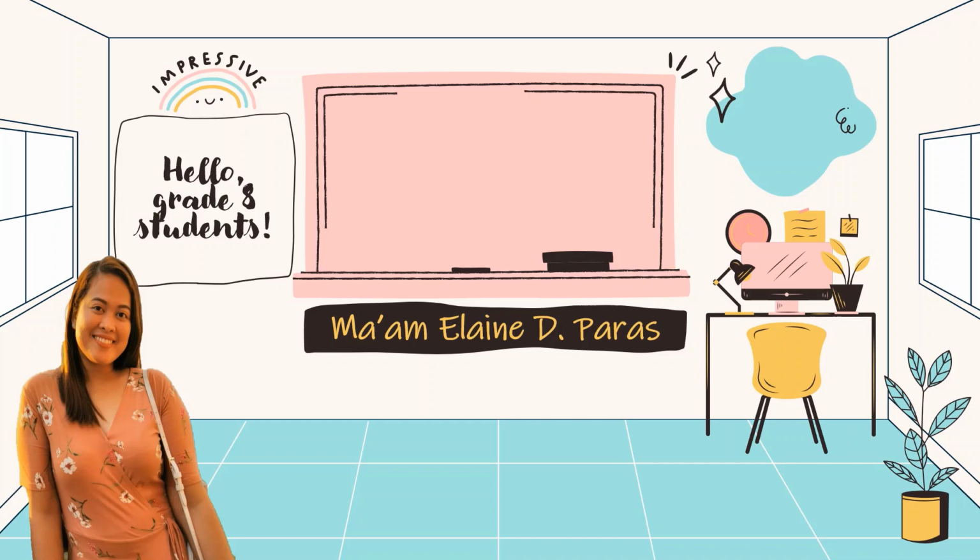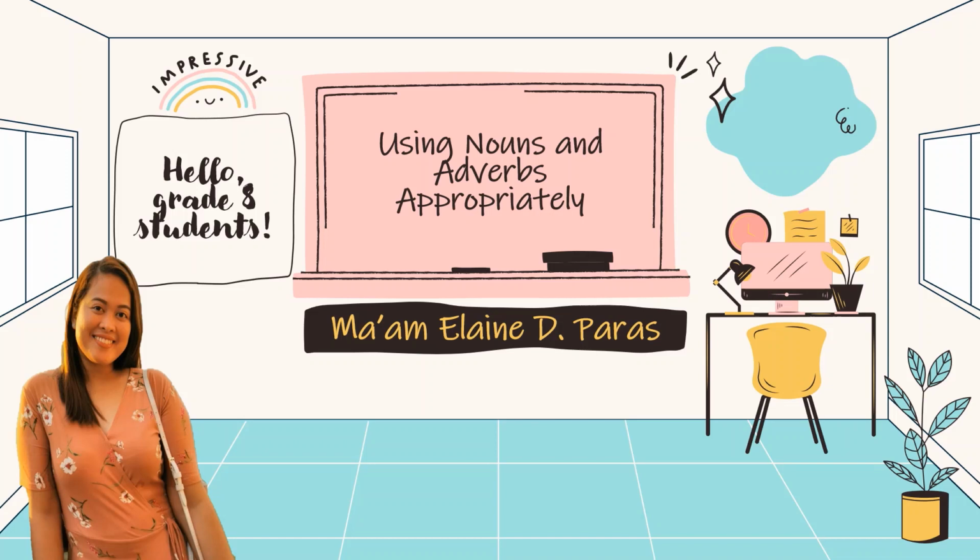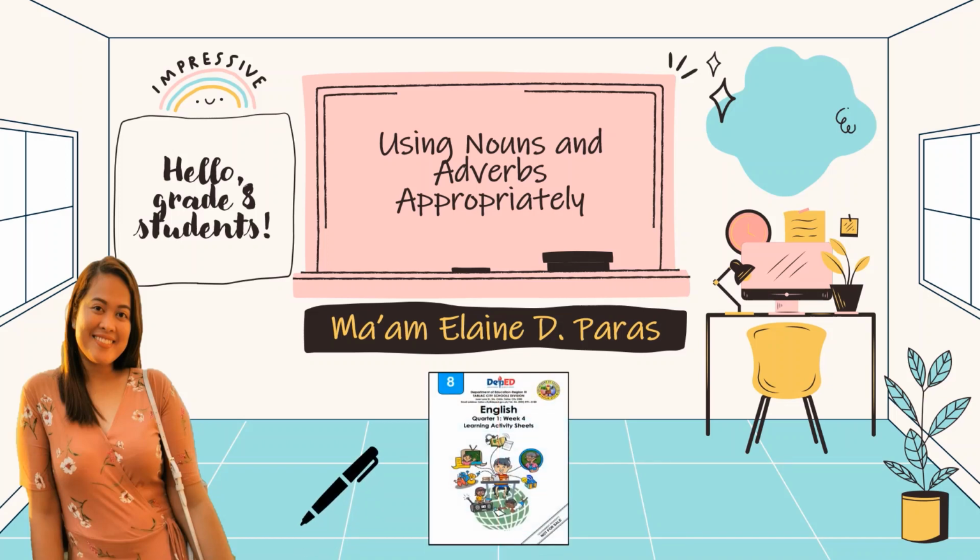Congratulations for having successfully finished your week 3 lesson for the first quarter. Now, you are about to learn the week 4 lesson titled Using Nouns and Adverbs Appropriately. Are you ready to learn now? Grab your pen and English 8 Quarter 1 Week 4 Learning Activity Sheets. Let's get started.